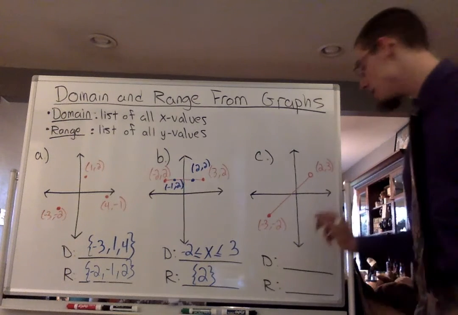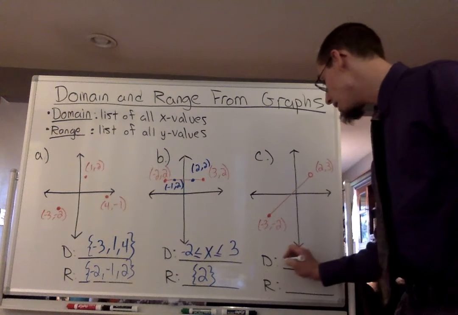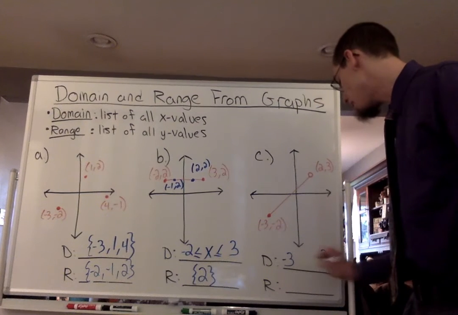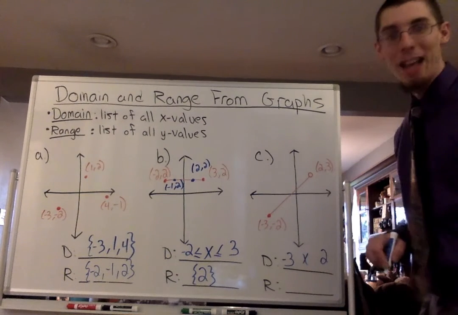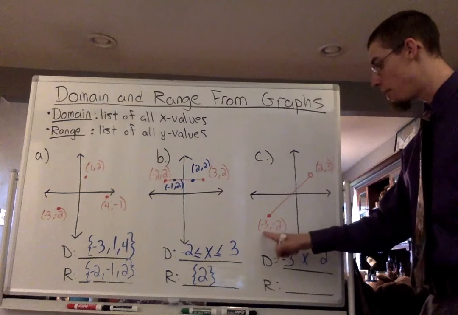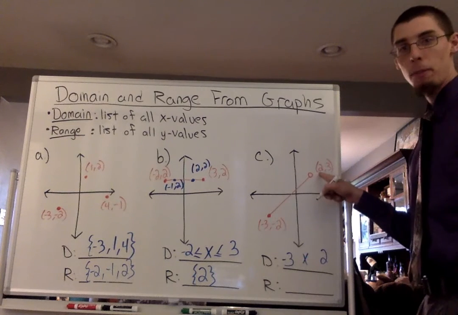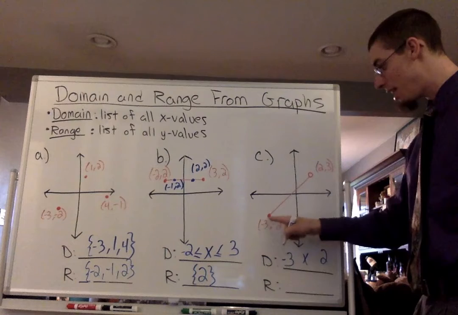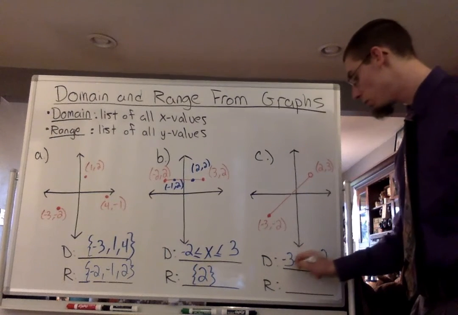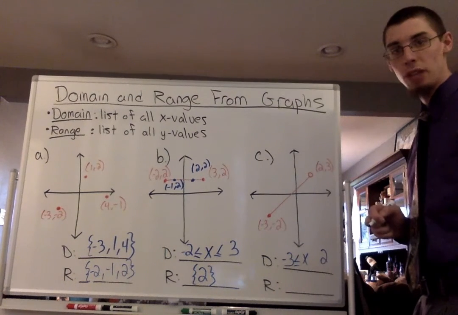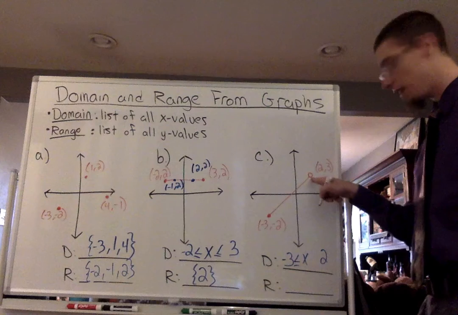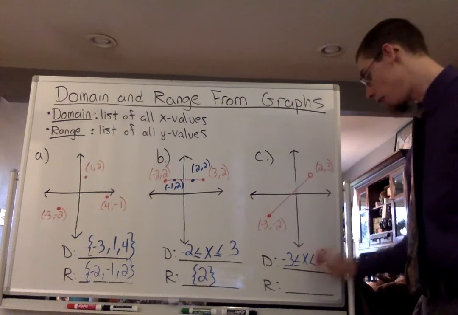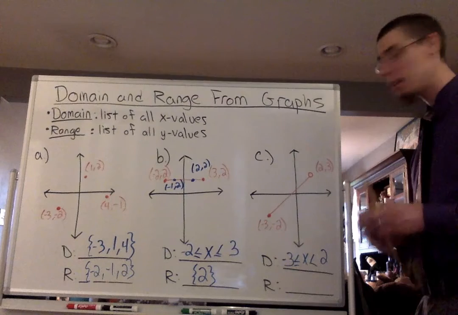So my domain will be everything in between negative 3 and positive 2. My x values go from negative 3 to positive 2. Here's the thing though. See how that negative 3 has a closed circle? I'll put a less than or equal to sign there. Do you see how this point is an open circle? I'll just put a less than sign there.